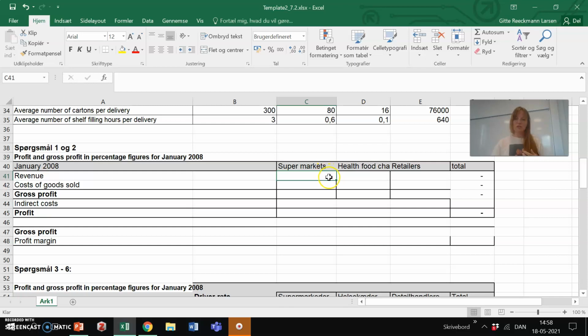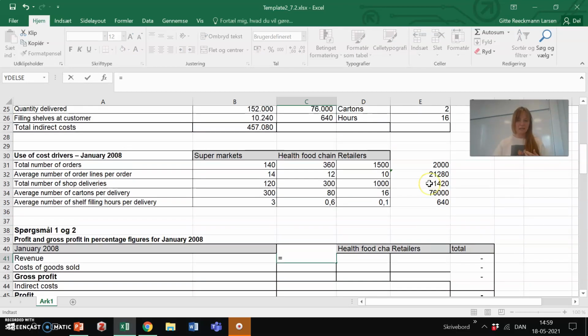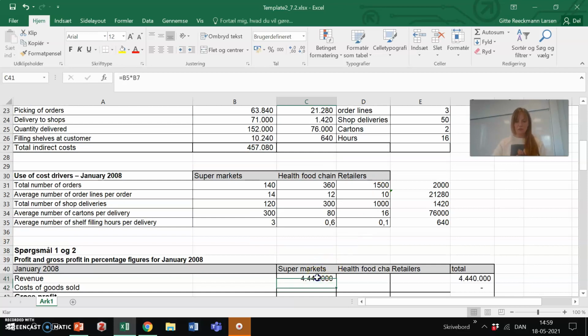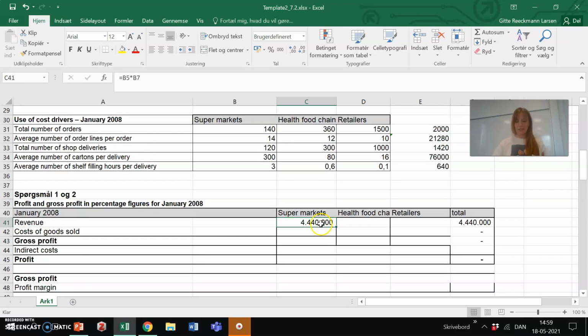All right. So the revenue of the supermarket, what we need to calculate here, we were told at the beginning, let's scroll up here. At the beginning, we were told that the average turnover per delivery for the supermarkets was 37,000 kroner. So this we of course multiply with the number of deliveries we have in that period that we're looking at. So for supermarkets, the revenue in this period is 4,440,000.